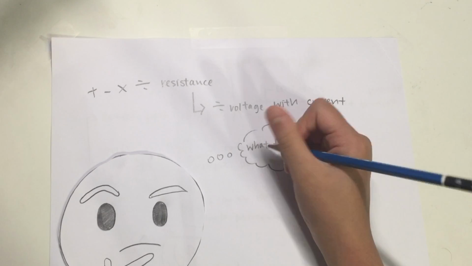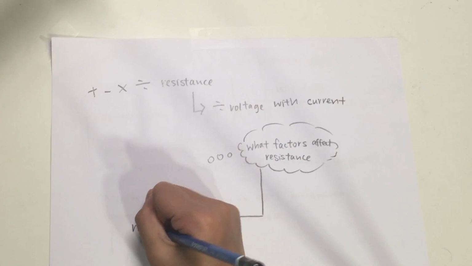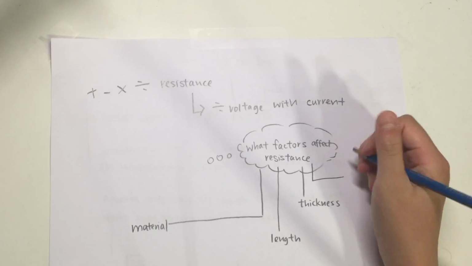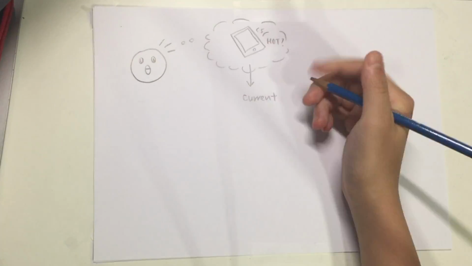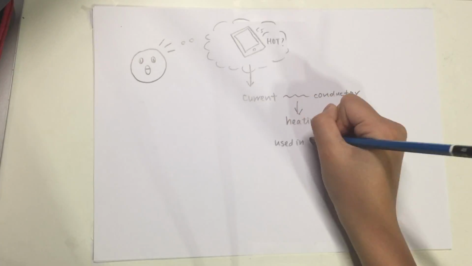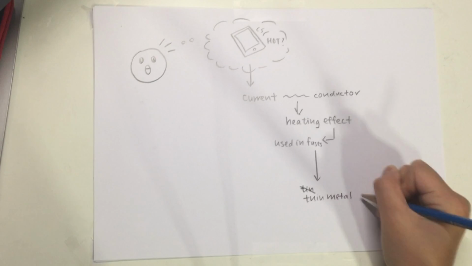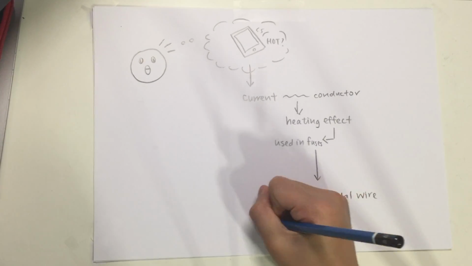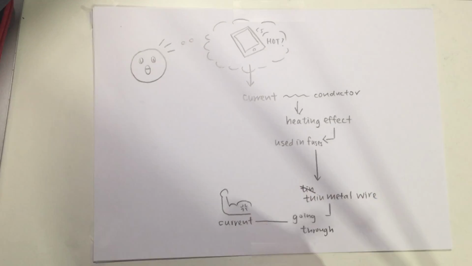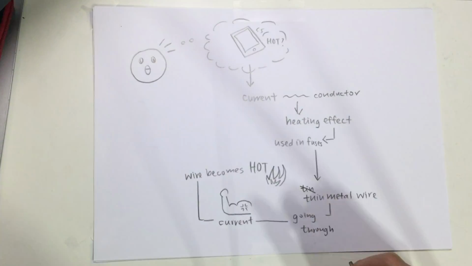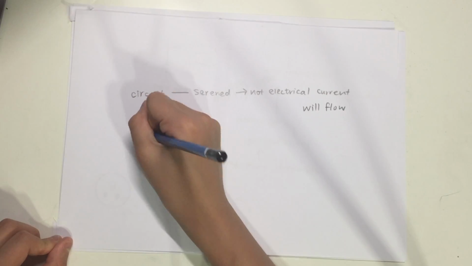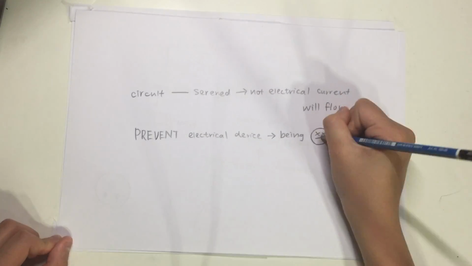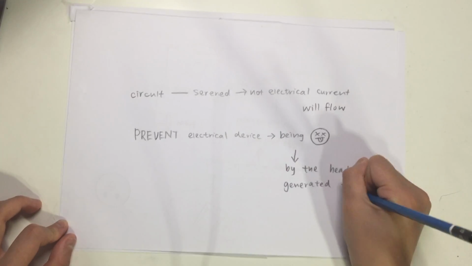Now you may be asking, what factors affect the resistance? The material, length, thickness, and temperature affect the resistance. Have you noticed your electrical appliance becoming hot? This is because when a current passes through a conductor, there is a heating effect. This effect is used in fuses. There is a very thin metal wire going through it. When the current becomes too strong, the wire becomes extremely hot and will melt. As a result, the circuit will be severed and no electrical current will flow. This can prevent the electrical device from being damaged by the heat generated from the current.